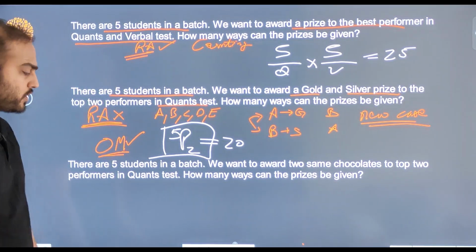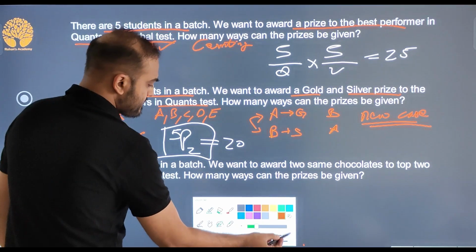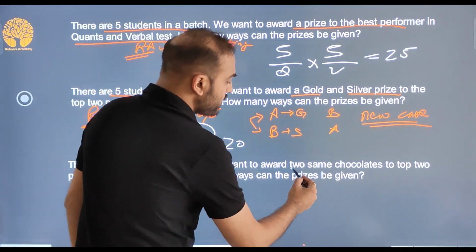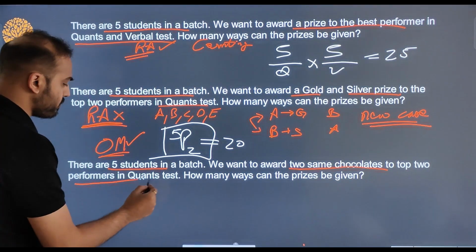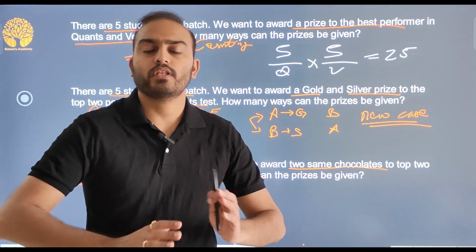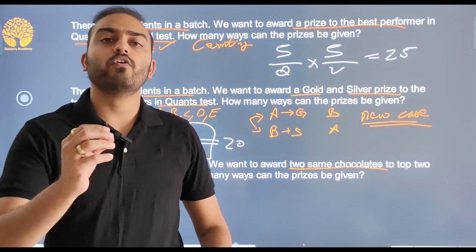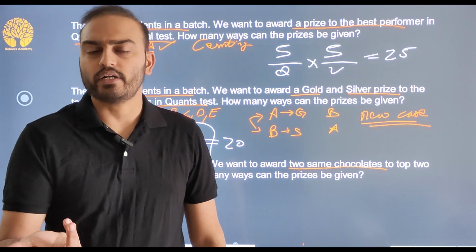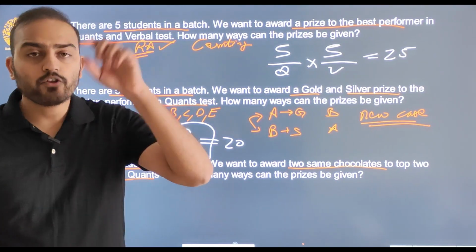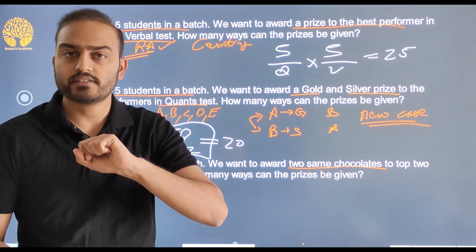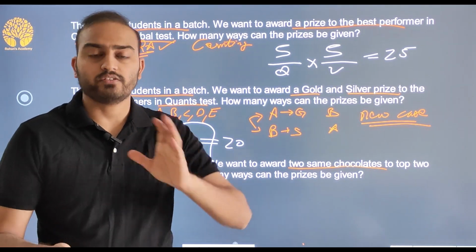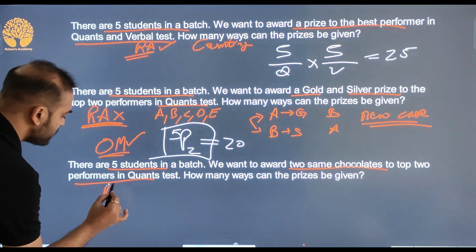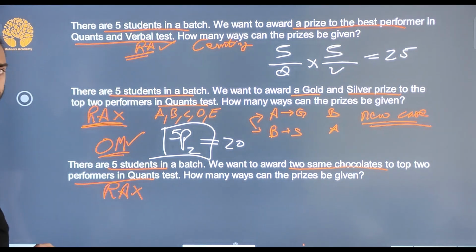Moving on to the third question type. Again, there are 5 students. We are awarding 2 same chocolates to the top 2 performers. Now the situation has changed. Instead of a gold and a silver prize, we are awarding 2 prizes, but it's the same chocolate. Can you as a student get both the chocolates? Again the answer is no, because if you are the first one, you can't be the second one at the same time. So repetition is not allowed.